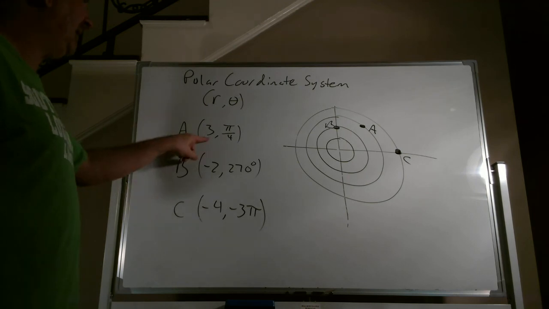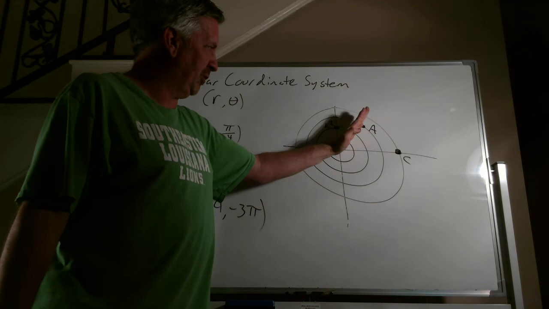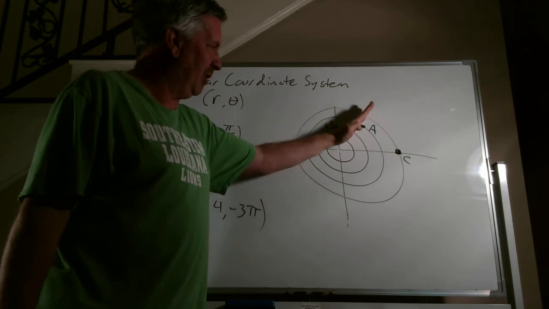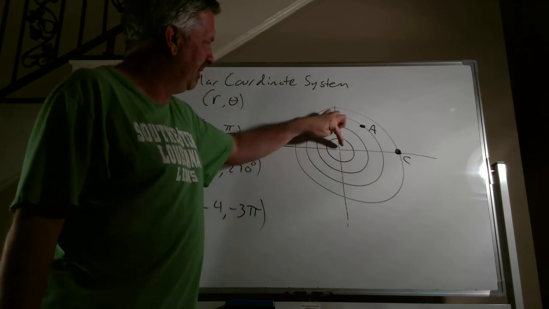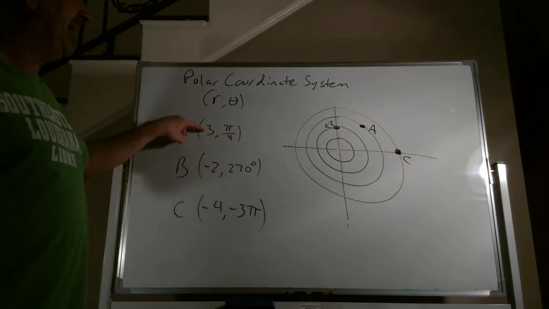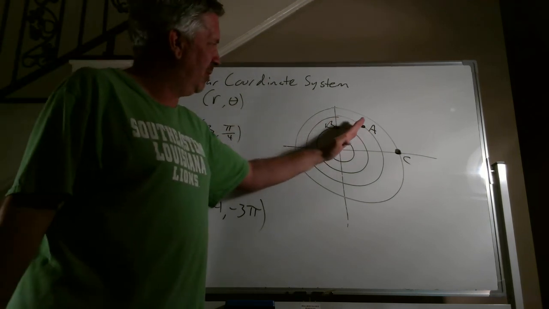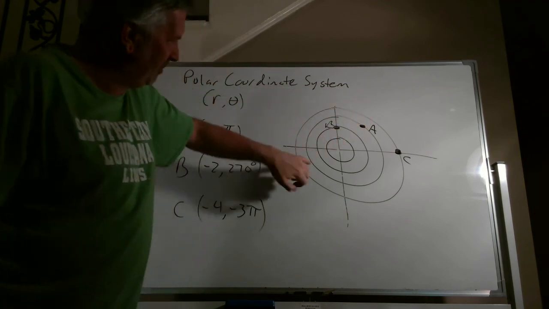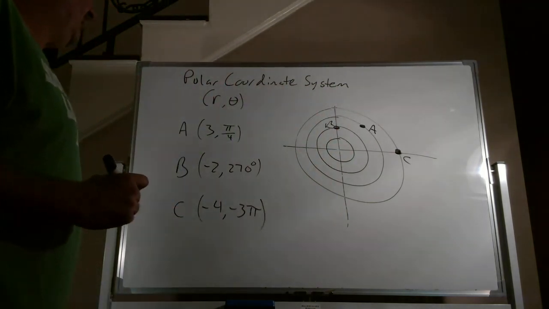So if r is positive, just rotate through that angle and head out, and wherever the terminal side would be, notice I didn't draw it, but pi over 4, the terminal side would be here in the first quadrant, you go out 3. Where would that point A have been if this had been a negative 3? If this had been a negative 3, instead of going out this way, I would have come down this way, and it would have been here. Opposite. So that's how you plot points.